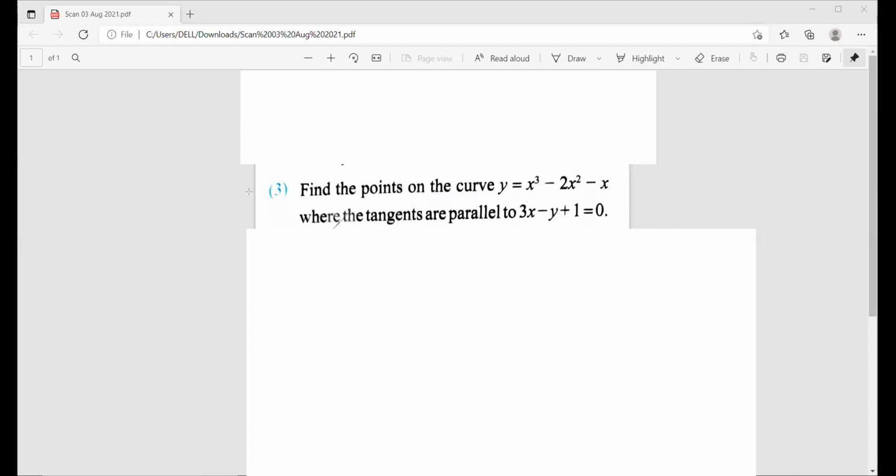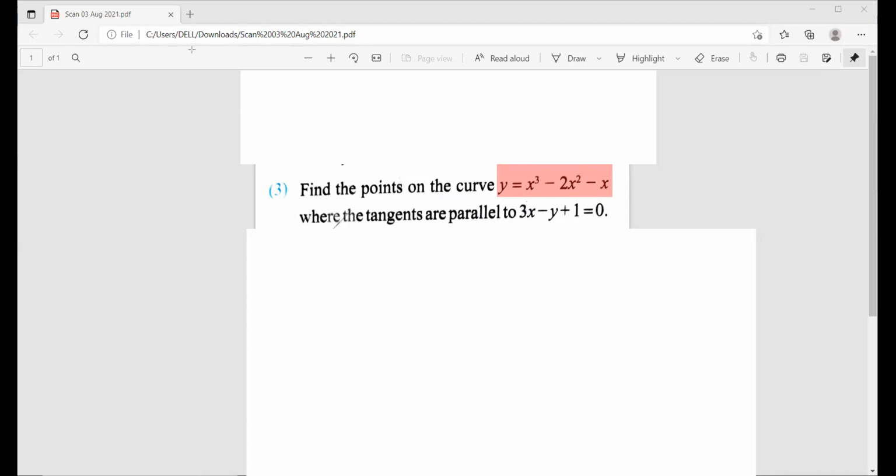Now we have a similar question here, and see what does it say. The question is find the point on the curve. This time the curve is y equals to x cube minus 2x square minus x. Find the points on this curve where the tangents are parallel to this line.